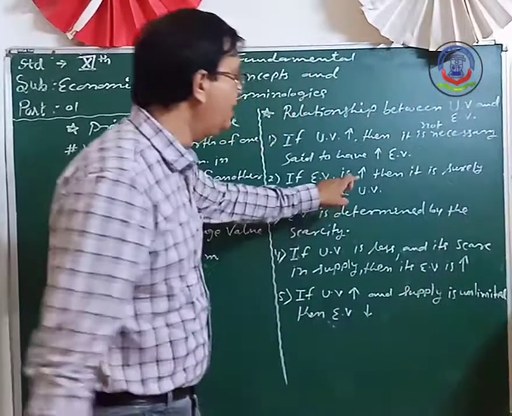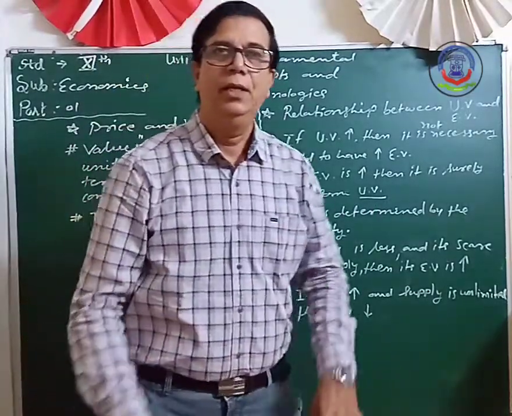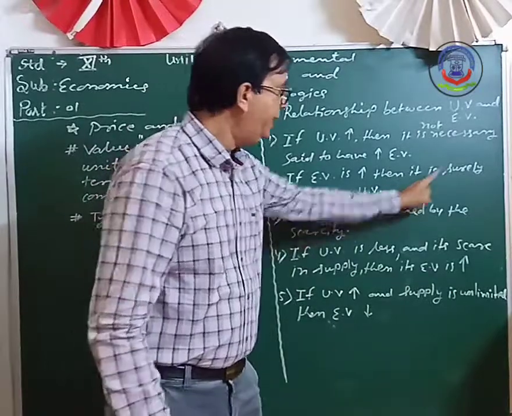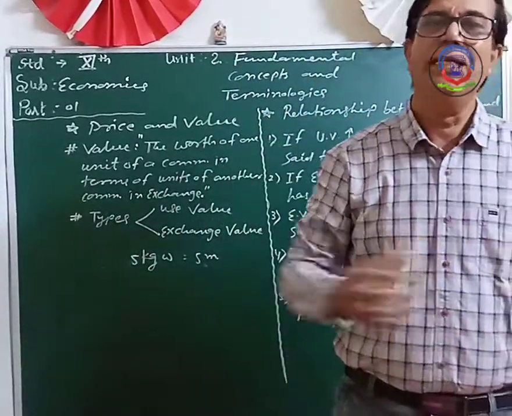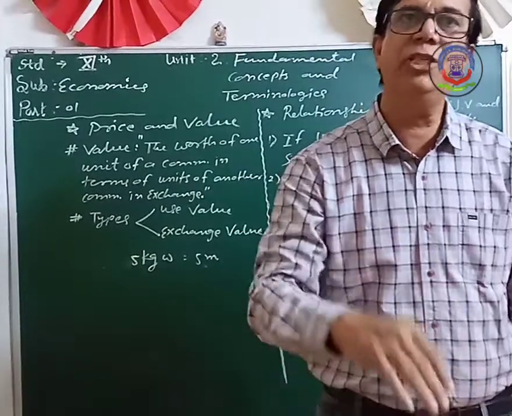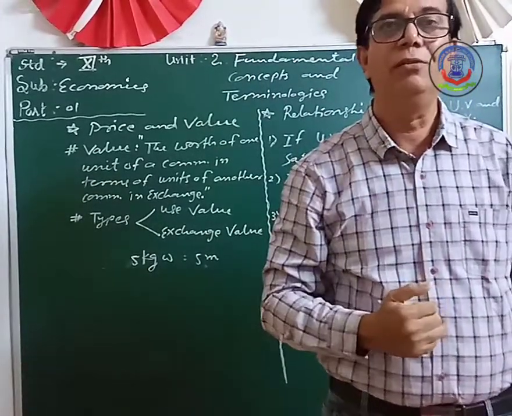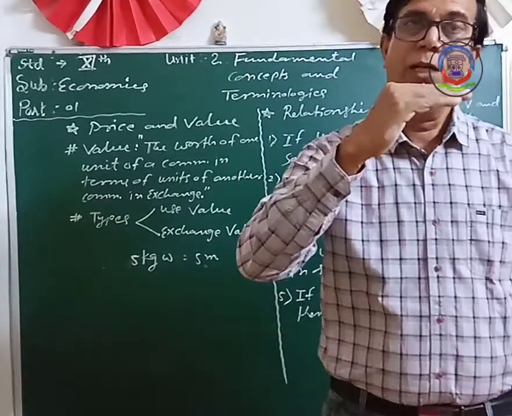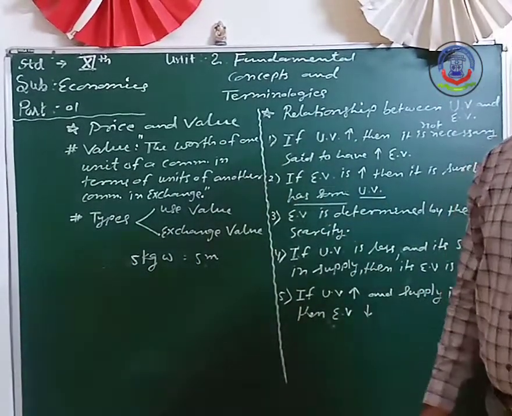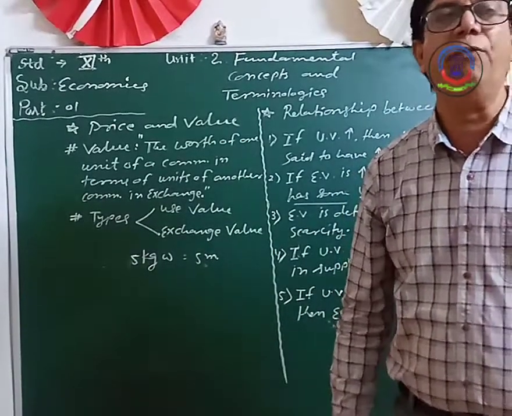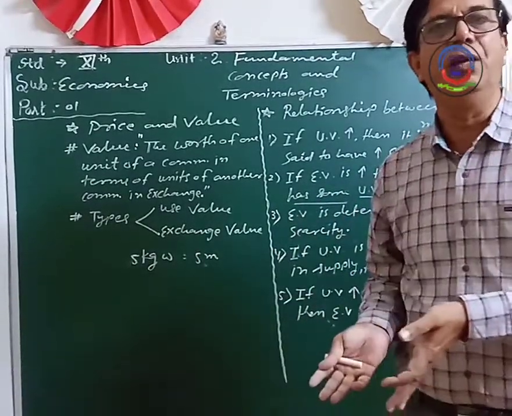Second, if exchange value is high, then it surely has some use value. Suppose golden jewelry, diamond jewelry. The exchange value of diamond jewelry and gold jewelry is very high because the price of gold is more than 50,000. So here exchange value is high, but we can see some use value, because every day we can't wear ornaments of gold and diamond. Rarely, occasionally, only whenever there is a social function, we wear them.